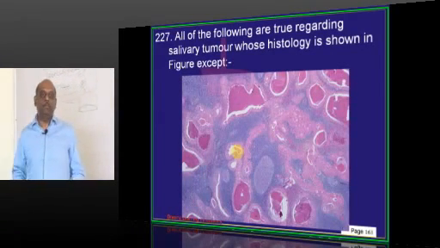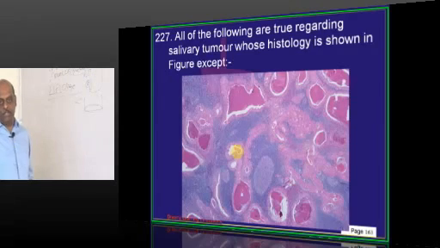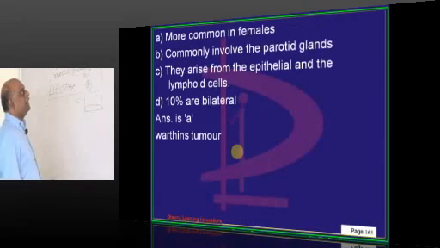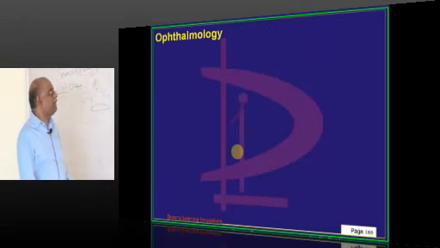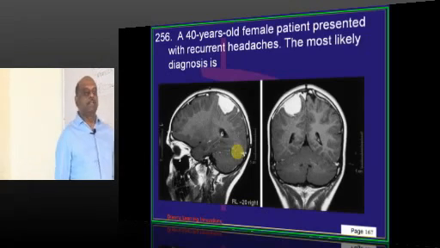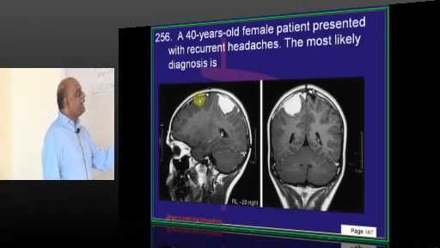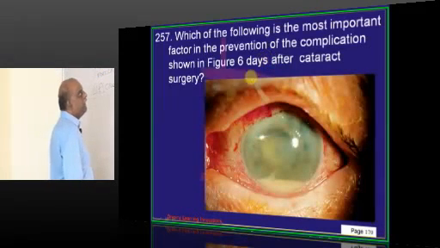Now there is a salivary tumor whose histology is being presented, and it has a lot of collection of lymphoid tissue, which is a classical feature of Warthin's tumor. So you should know what is true and false about it. A 40-year-old male with recurrent headaches has a mass lesion hanging and attached to the dura mater. Hence, it is likely to be meningioma.